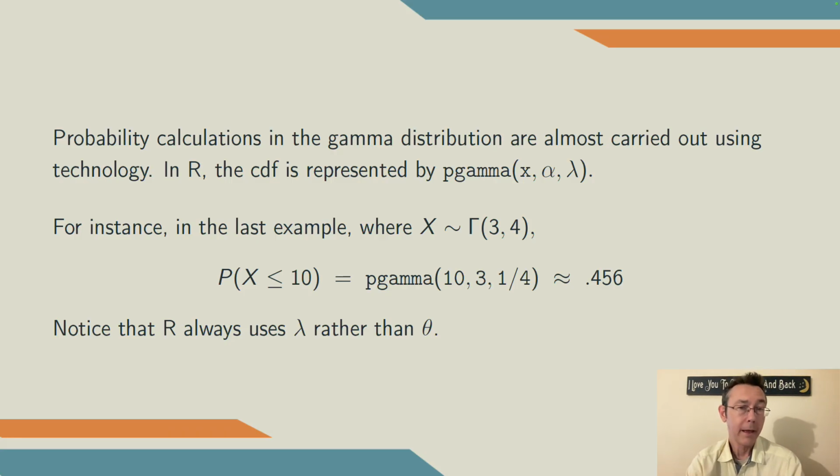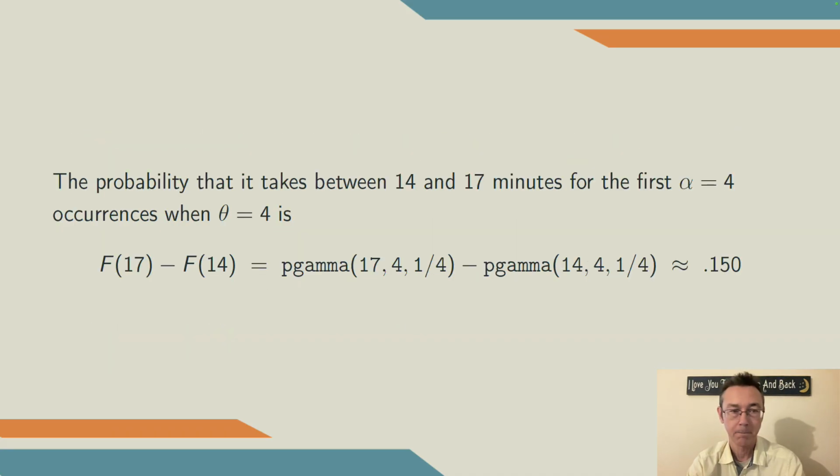R uses lambda rather than theta in its probability functions, so just make sure that you're plugging in the right value there. That's why I have 1/4 in my p gamma rather than 4.